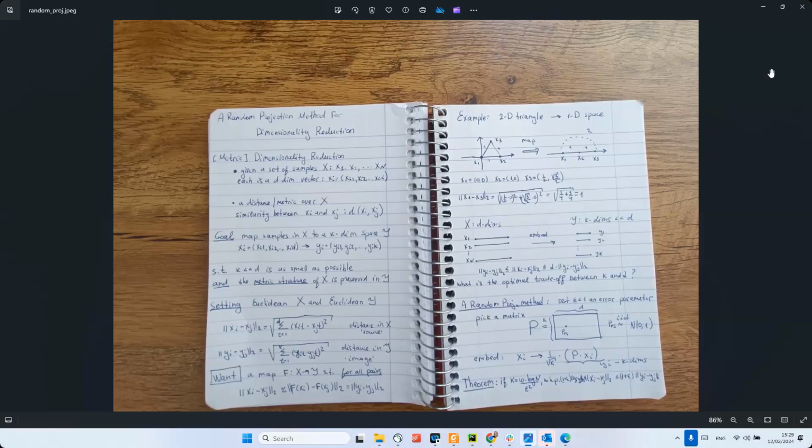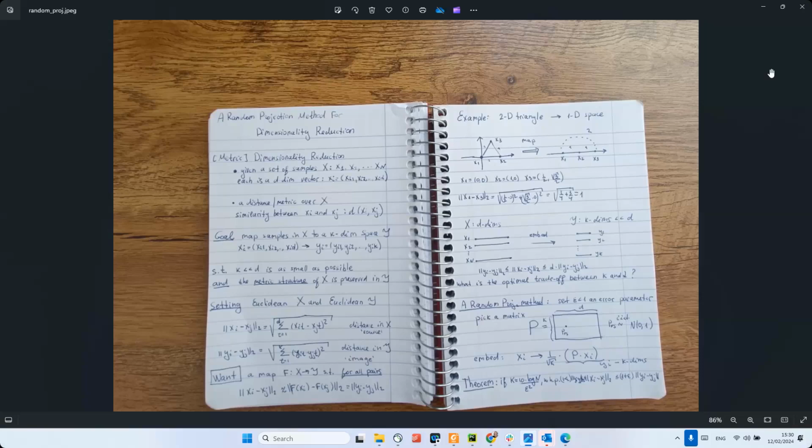So how to do it? They say, okay, we set epsilon. This is an error parameter. This will be the error on the distances. And we pick a matrix of size k times d. k is the number of new dimensions, and d is the number of original dimensions. Each entry of this matrix we pick IID, independently from the other entries, from the normal distribution. So each coordinate we pick from the normal distribution some value, independently for each one of these entries.